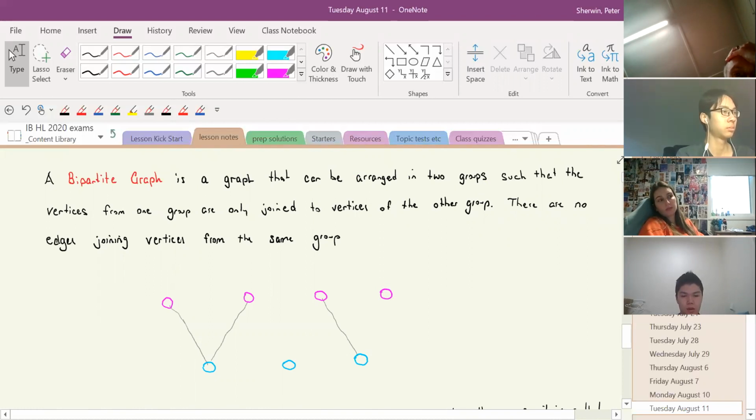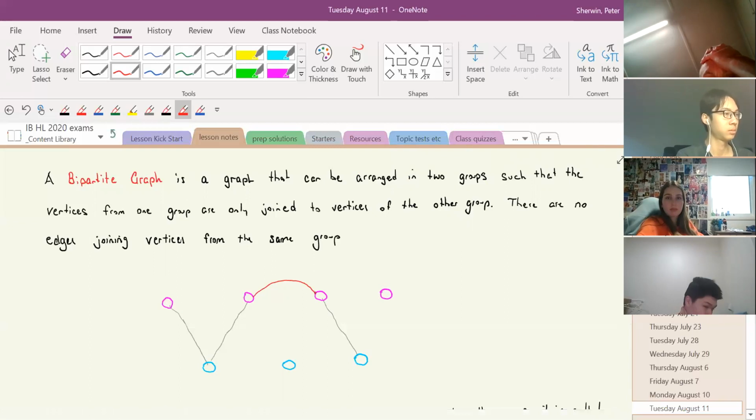So this is bipartite at the moment, but we can mess it up by doing, I'll go in red, this. Then it's not bipartite anymore. Still a graph, still plenty we can do with it. It just is not classified as bipartite because it joins 2 vertices from the same group.